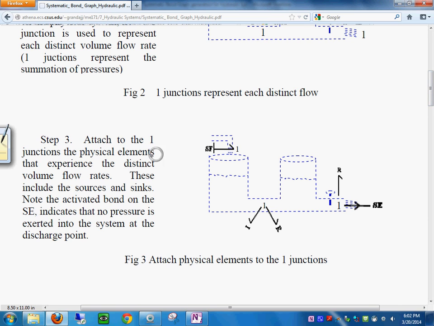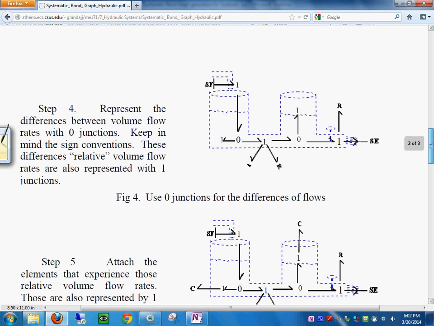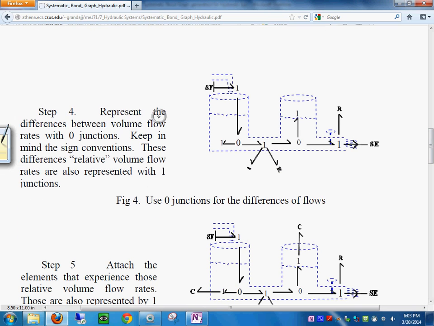As you can see in here, we have put the elements that see those volume flow rates. Now we're going to represent the differences between the volume flow rates with 0 junctions. These are the relative volume flow rates that are expressed in here. So it's very obvious the water is coming in, and some gets accumulated in this tank, but some will go on. It's accumulated in this tank also, and some will continue.